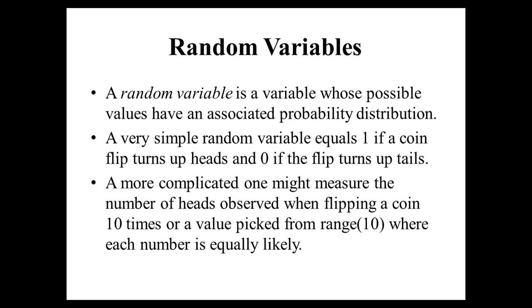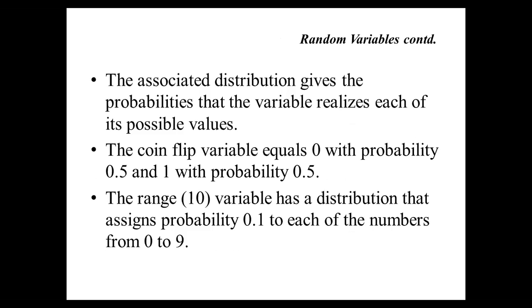Initially, whenever we talk about flipping the coin once or twice, it is easy. But when it comes to multiple flips of the coin, we might have a range of more values, from 0 to 10, where after the first flip I cannot guess what the second number will be. It means each number has equal weightage. So this associated distribution gives the probabilities that the variable realizes each of the possible values. Each flip has its own equal distribution.